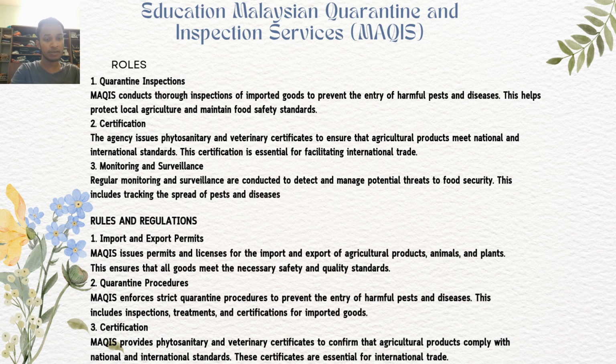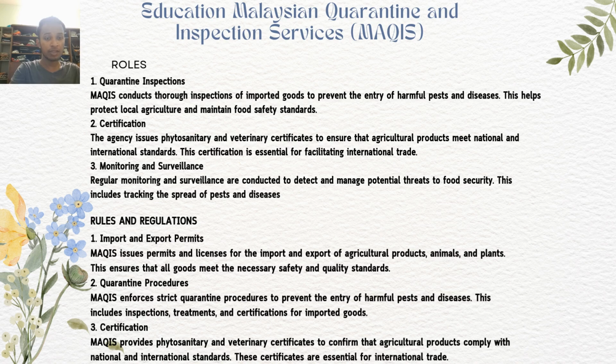And rules and regulation. First is import and export permits. MAQIS issues permits and licenses for the import and export of agricultural products, animals, and plants. This ensures that all goods meet the necessary safety and quality standards. Second is quarantine procedures. MAQIS enforces strict quarantine procedures to prevent the entry of harmful pests and diseases. This includes inspection, treatments, and certification for imported goods.